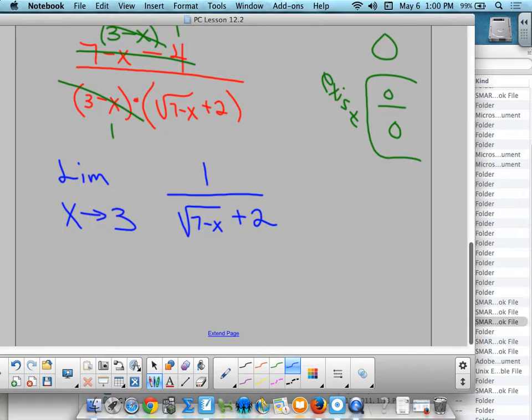Isn't it always just 1 over the conjugate? I don't think so. I don't think it's that easy, to be honest. It might have been in this one. What's this? Put that in. 1 over the square root of 4 plus 2, which ends up being what? 1/4. There's your limit, 1/4.